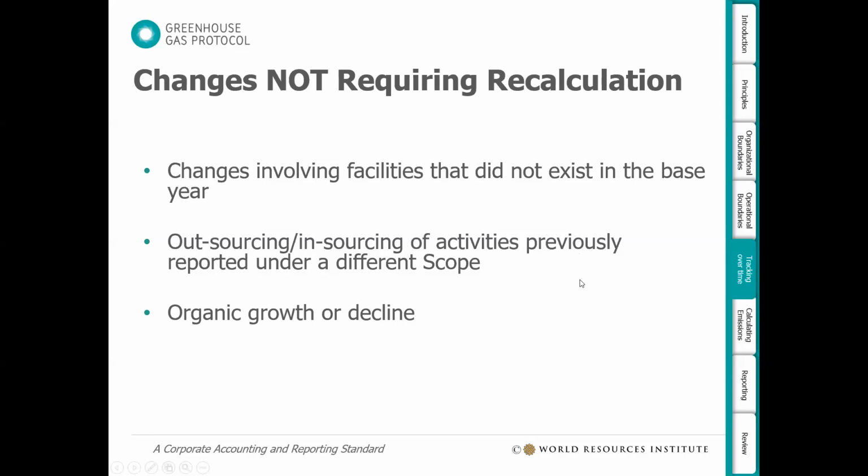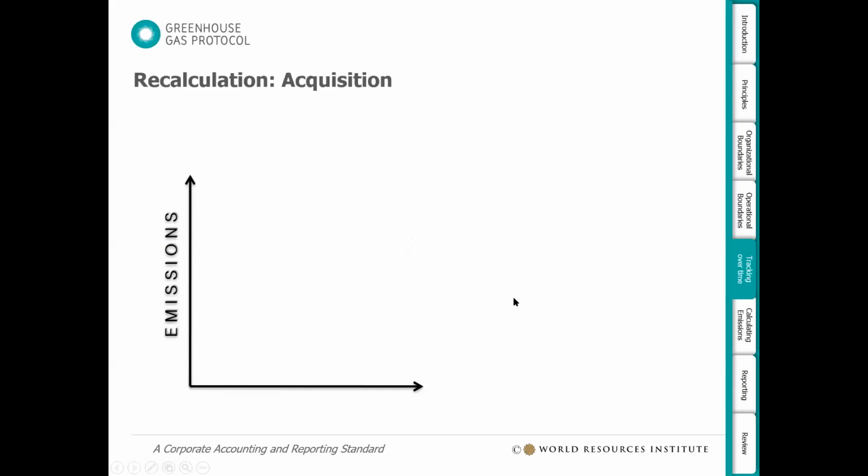So let's just have a couple of examples to illustrate how base year calculations work in practice. And I find it's often easier to visualize recalculations this way. So this example shows how recalculations would work if a company acquired a new operating unit.